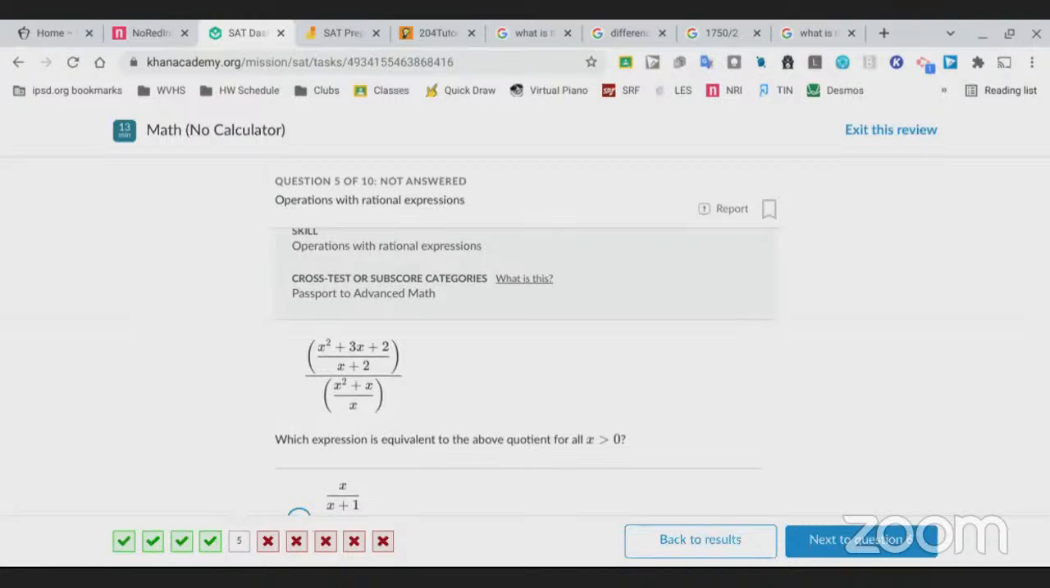To be honest, I don't really understand the question. Yeah, this is just another way of saying simplify this. What's the simplified form of this? Why does it say x greater than 0 though? Because it doesn't want x to be equal to 0, maybe.